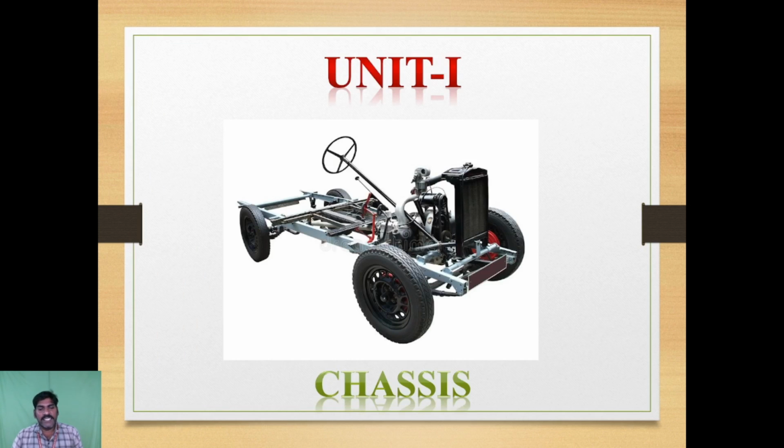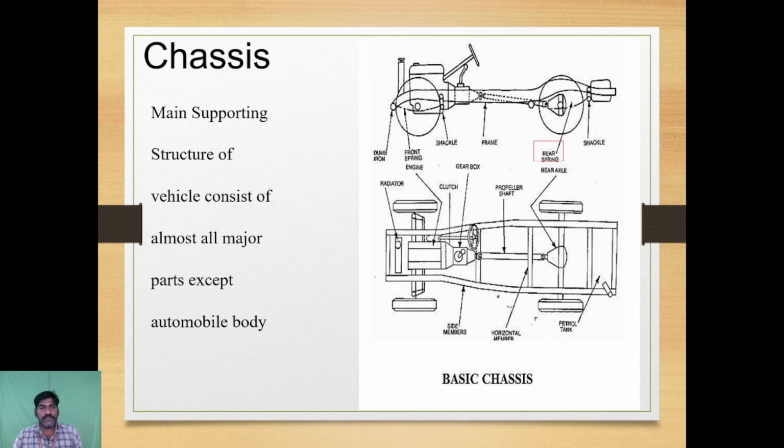Unit 1, chassis. Chassis is the main supporting structure of the wheels and consists of almost all major parts except the automobile body. Basic chassis: clutch, propeller shaft, side member, horizontal member, and petrol tank.